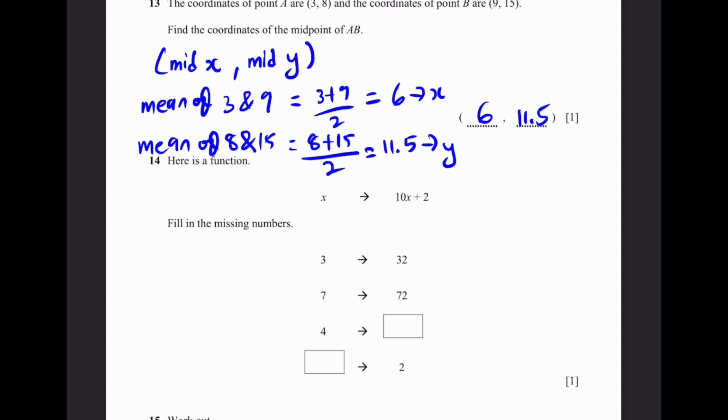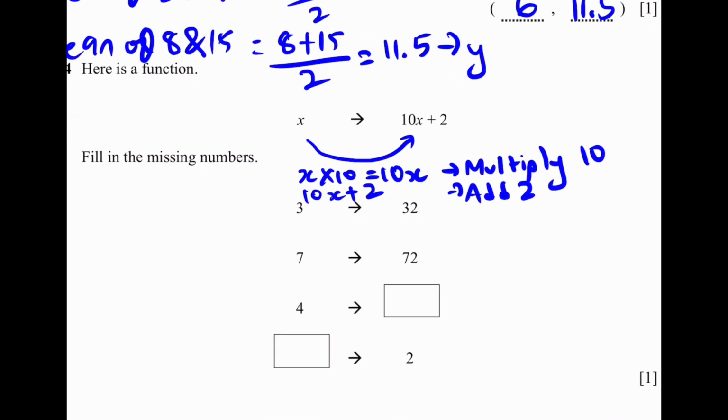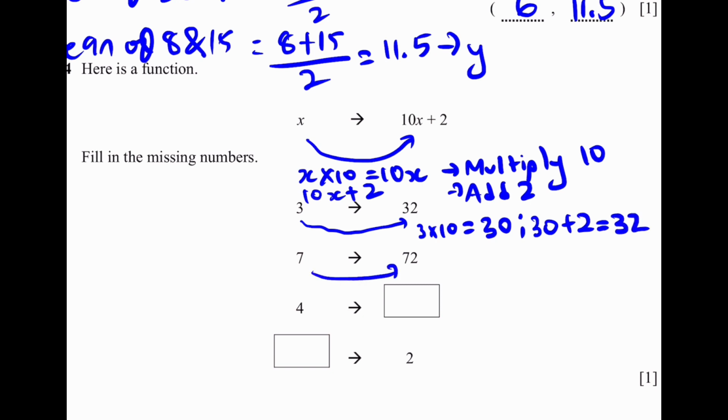You need to find which are in the 2 blanks. First, look at the pattern. X to 10x plus 2. This will be x multiplied by 10 is equal to 10x, and then 10x plus 2. Add 2. So multiply by 10 and then add 2. This is the pattern. Let's just check that for some of these. 3 to 32. 3 times 10 is 30. And 30 plus 2 is 32. That's correct. 7 is 72. 7 multiplied by 10 equals 70.